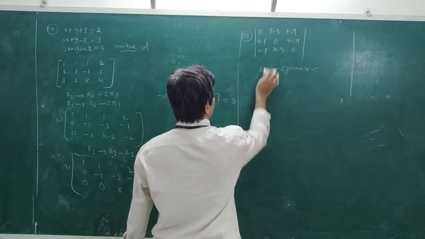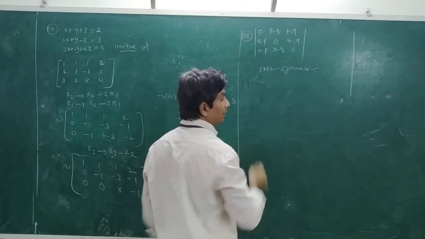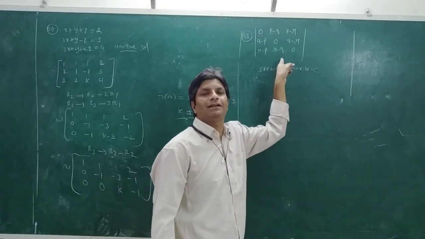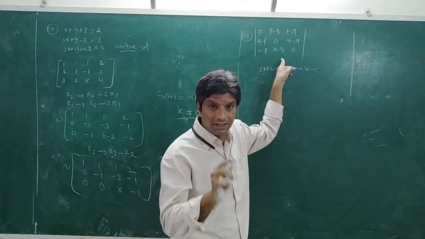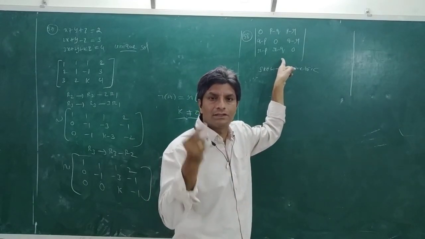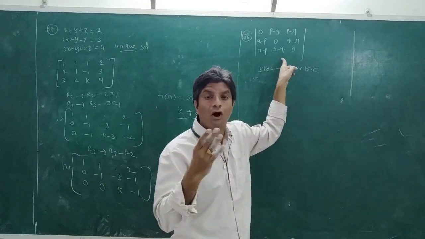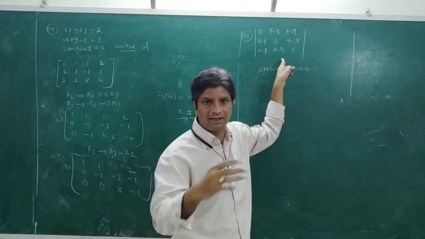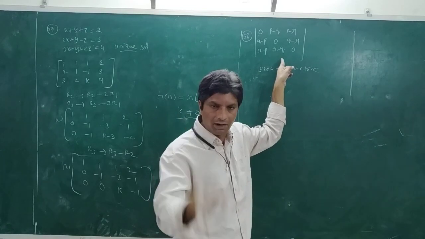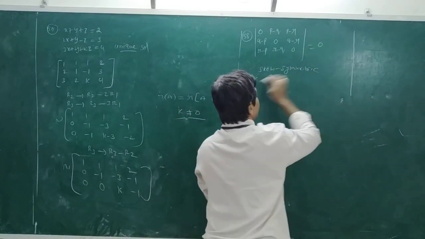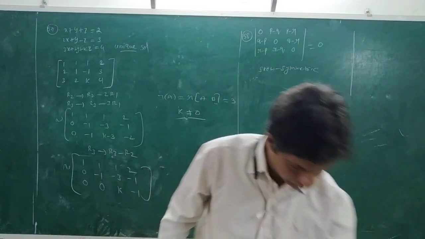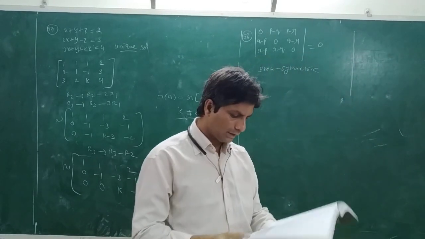The determinant of a skew symmetric matrix of odd order. What is the order of this matrix? 3 cross 3. We know that the determinant of a skew symmetric matrix of odd order, 3 cross 3, 5 cross 5, something like that, is always what? 0. Even if you expand it, you will get 0. Next.